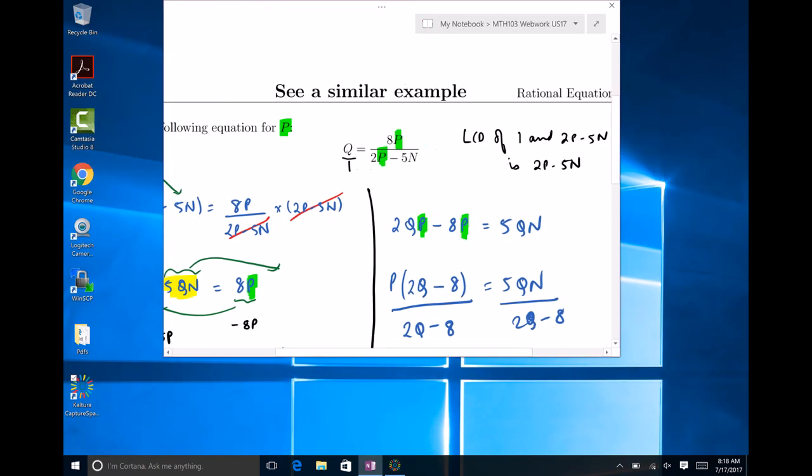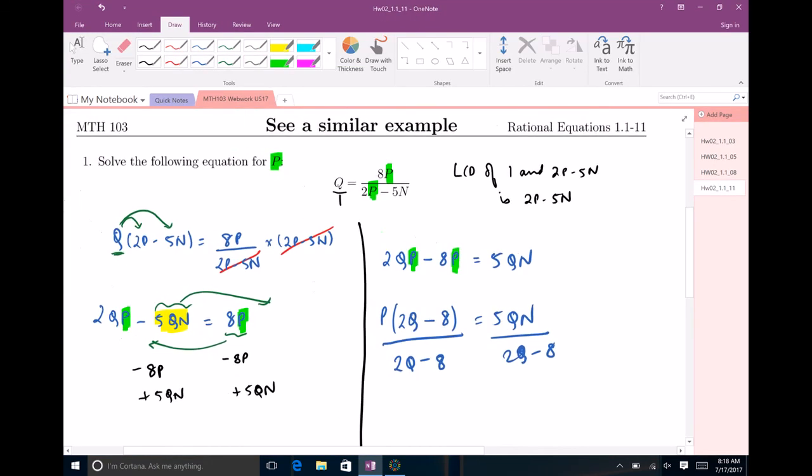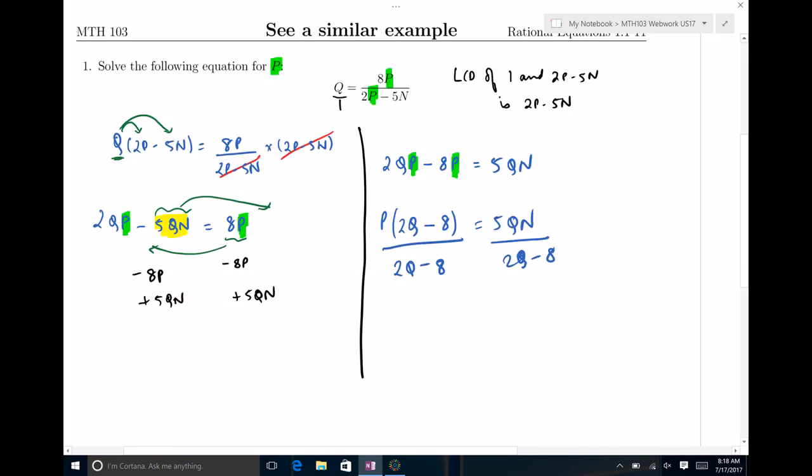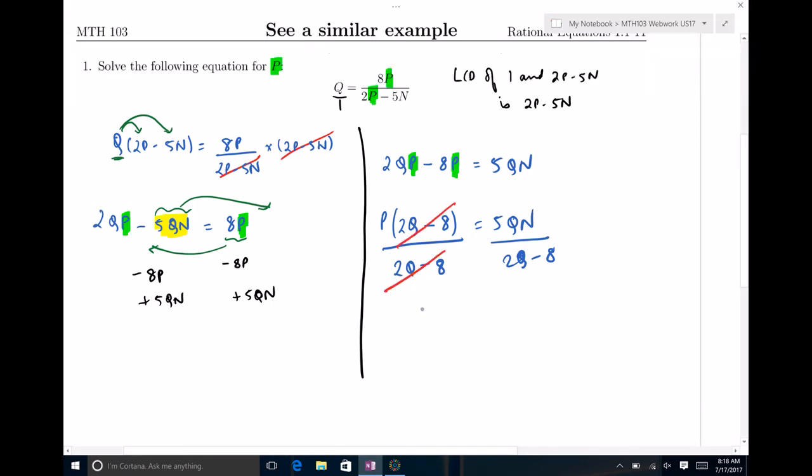And then on the left hand side, I can cancel 2q minus 8. So on the right hand side, I'm left with p equals 5qn over 2q minus 8. And that's the answer to the question.